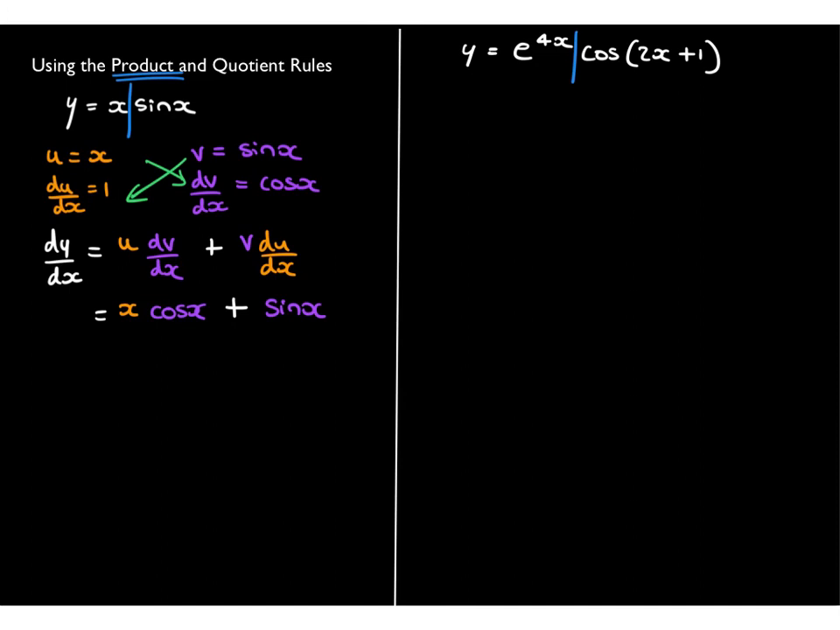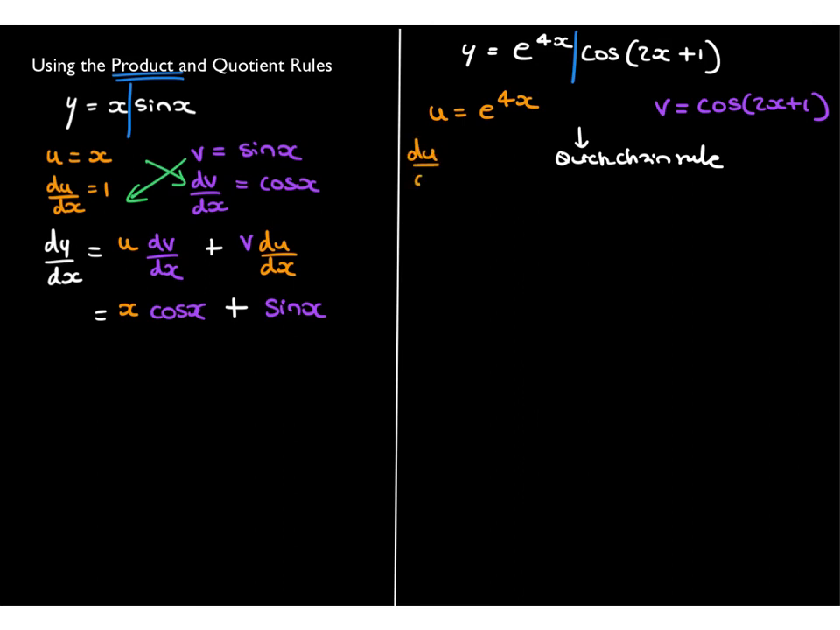Second example, you may wish to pause the video and have a go at this yourself, or you may wish to follow the video. One part of the function u is e to the 4x and the other part is cos 2x plus 1. Now in both cases we're also going to have to use the quick chain rule to differentiate the two separate parts.